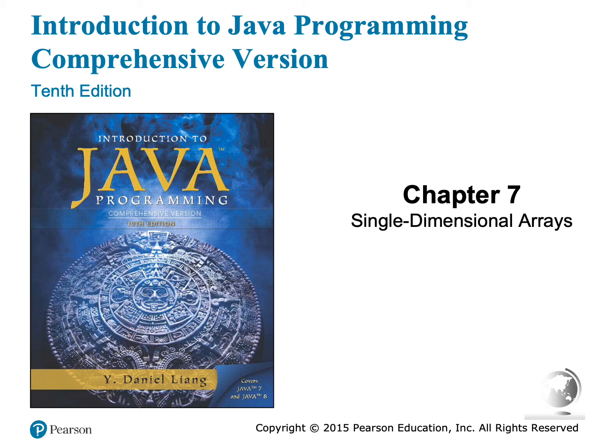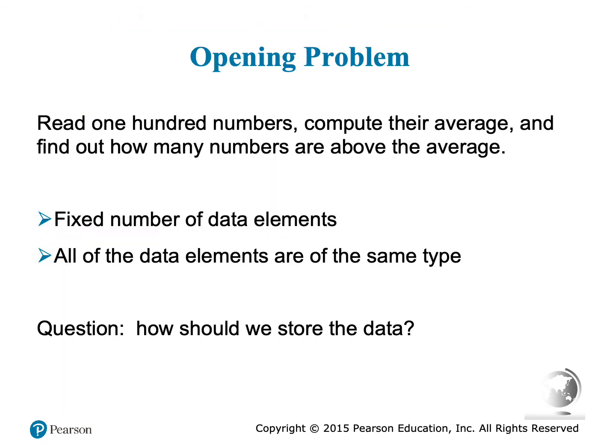In Chapter 7, single-dimensional arrays are presented. Suppose that we want to read in 100 numbers, compute their average, and determine how many numbers are above the mean average. With the tools that we currently have in our toolbox, we would have to declare 100 variables, repeatedly writing almost identical code 100 times. This is inefficient and impractical.